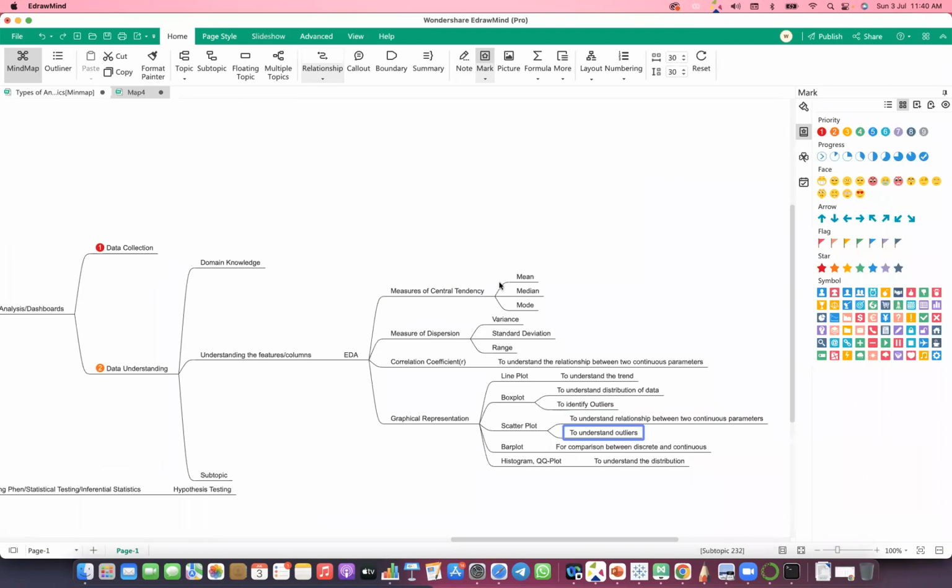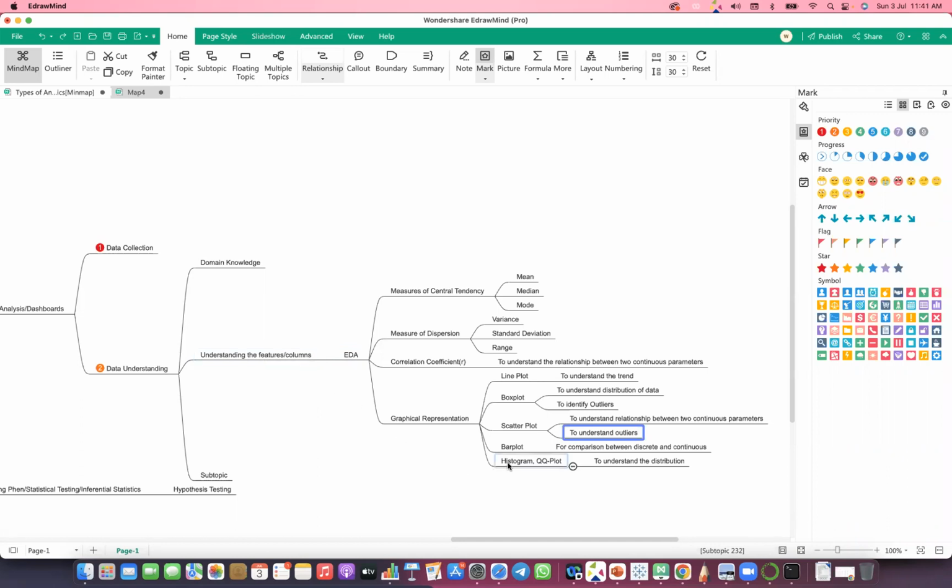Everyone? So now all these are coming into which category? Measures of central tendency, measures of dispersion, correlation coefficient, graphical representation, all these are falling under which category? It comes into EDA. So what is EDA called as? Exploratory data analysis. What is the purpose of exploratory data analysis? To understand the data. Perfect.